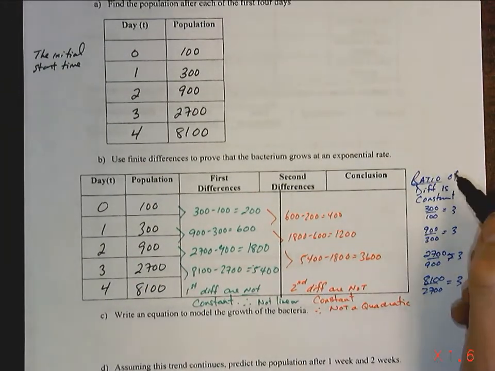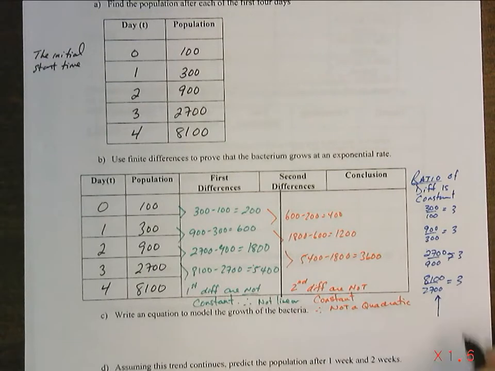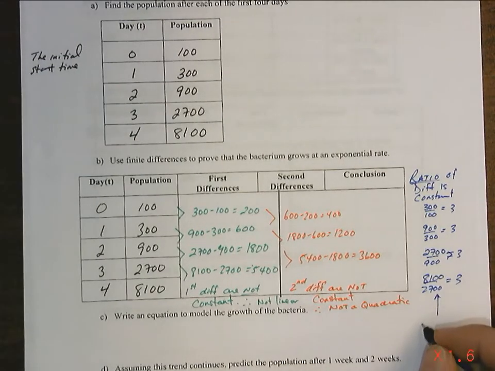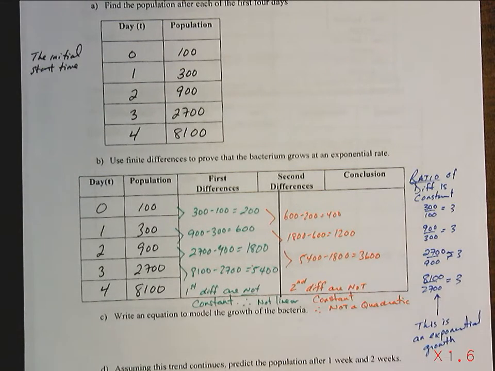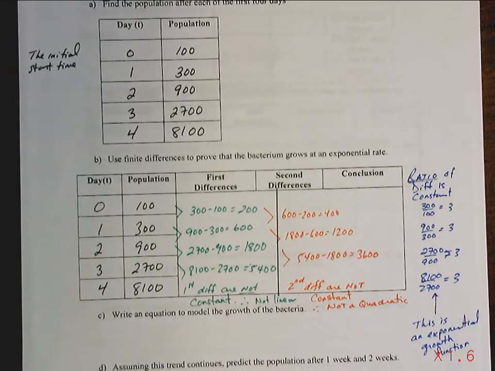So when you see that, our conclusion is going to be that this is an exponential growth function, which means that you're always going to be going up by a constant ratio. So you're not always going to be going up by the same amount. You're going to be going up by a ratio of the same amount.